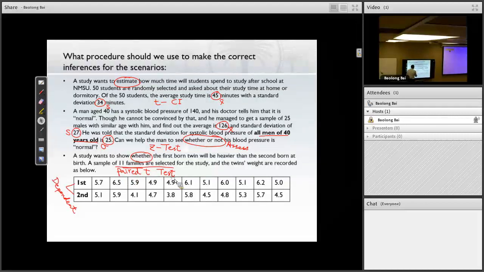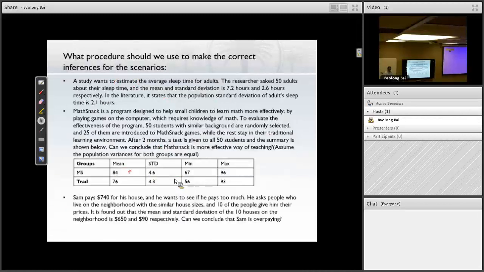Then you carry out the paired t-test procedure, right? You define the difference and then perform a one sample t-test on the difference, just like what we did earlier on paired t-test.